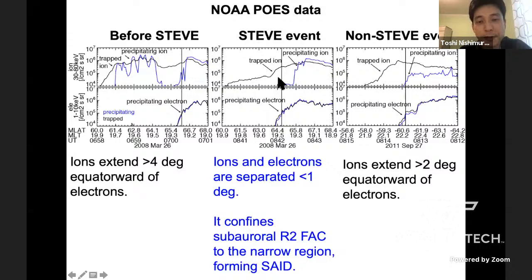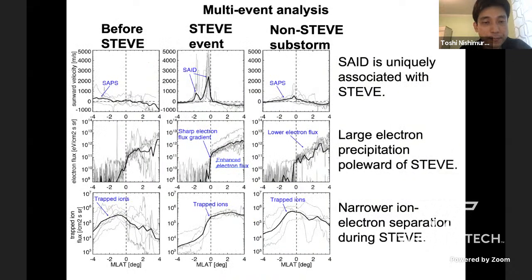So that could explain why the narrow SAID forms during Steve, and that is pretty different from the recovery phase of non-Steve event where the ions are still there. So the magnetospheric particle distributions are very different for events with and without Steve. So let me just quickly run before going to the conclusion.